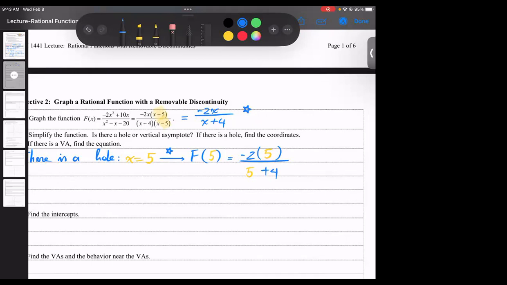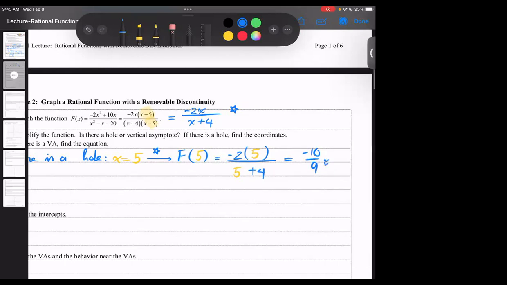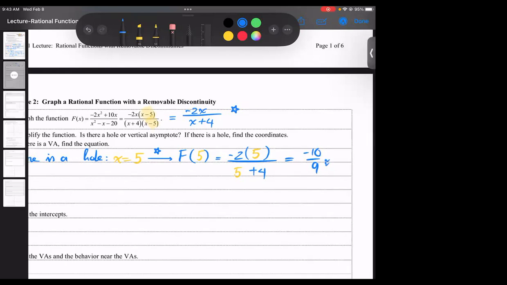So I got negative 10 over 9. That's roughly negative 1.11111, all of that. When you have something like that, I prefer negative 10/9 for the point. But when you graph, of course, you look at the decimal, right? So 5 comma negative 10 over 9. That is the hole.